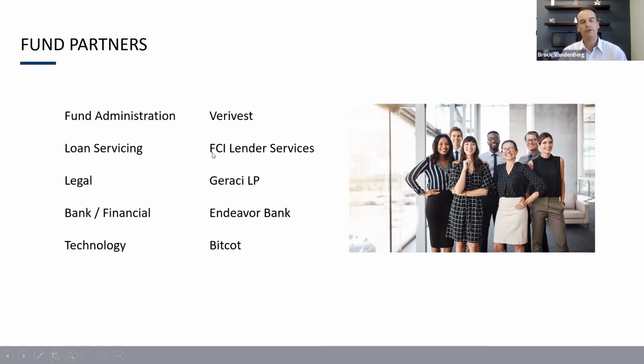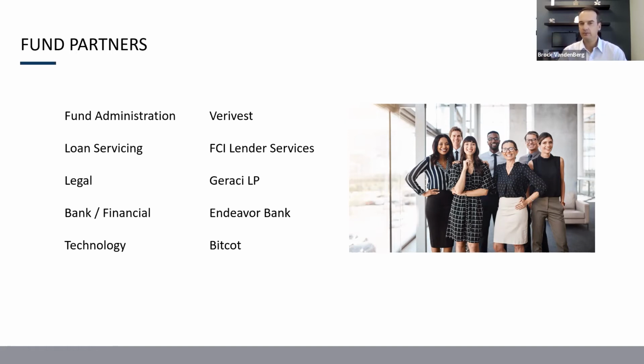Loan servicer: a lot of you who invest in trust deeds are familiar with FCI Lender Services. They're one of the nation's largest servicing companies that assist the private lending industry. We've been working with them for over 10 years now. They're the ones that collect the monthly payments from the borrowers, distribute those proceeds to our trust deed investors and the fund, and handle all the monthly and year-end statements for both the borrowers and the investors.